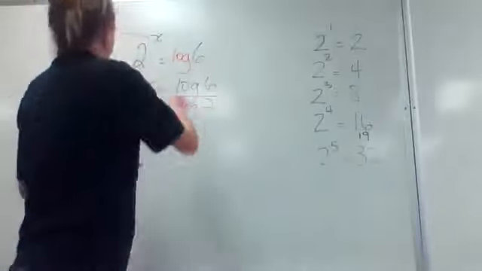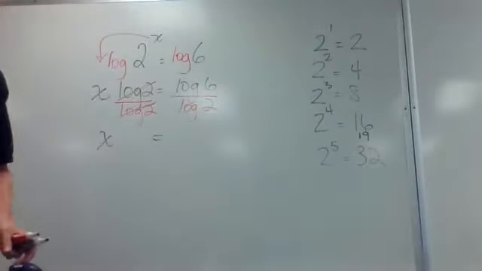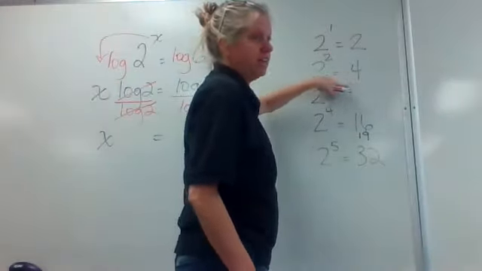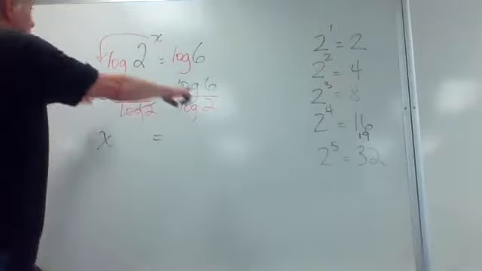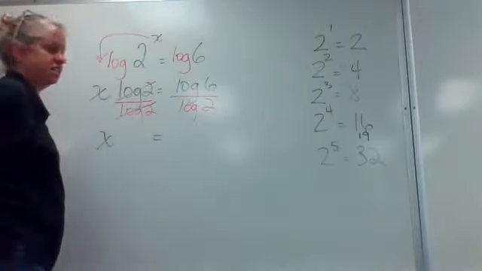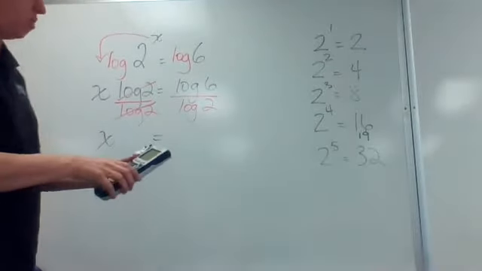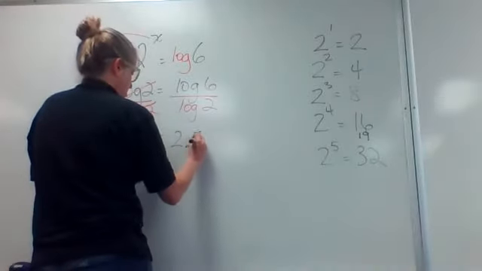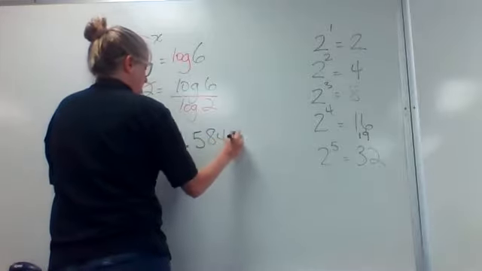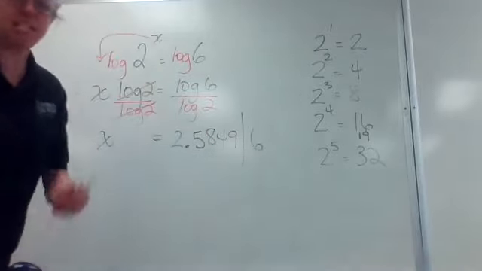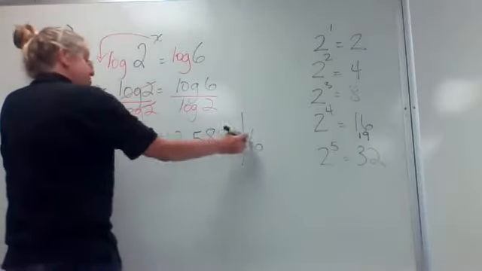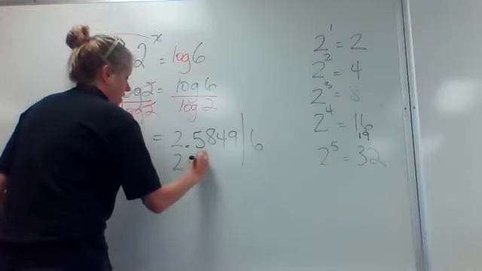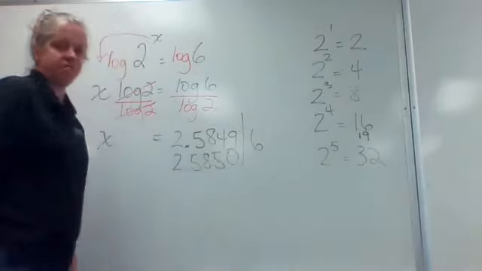There's your answer. The original problem is 2 to the x equals 6. So since I couldn't rewrite 6 as 2 to a power, that's why I logged both sides to bring down that x. And then round it to 4 decimals. So x equals 5, 8, 4, 9. After the 9 is a 6, so I am rounding up. So this 9 rounds up to 10, which just means this rounds up to 5, 8, 5, 0.